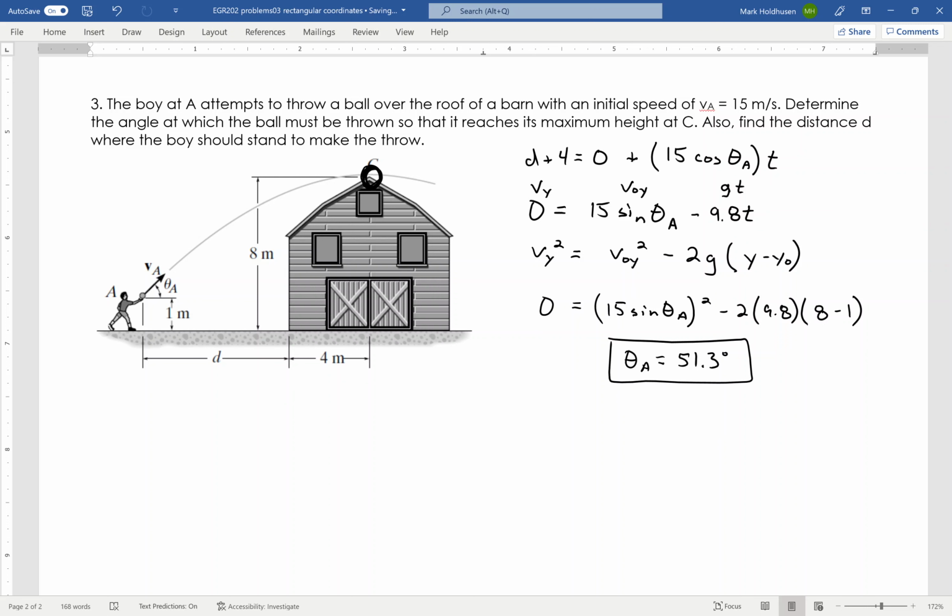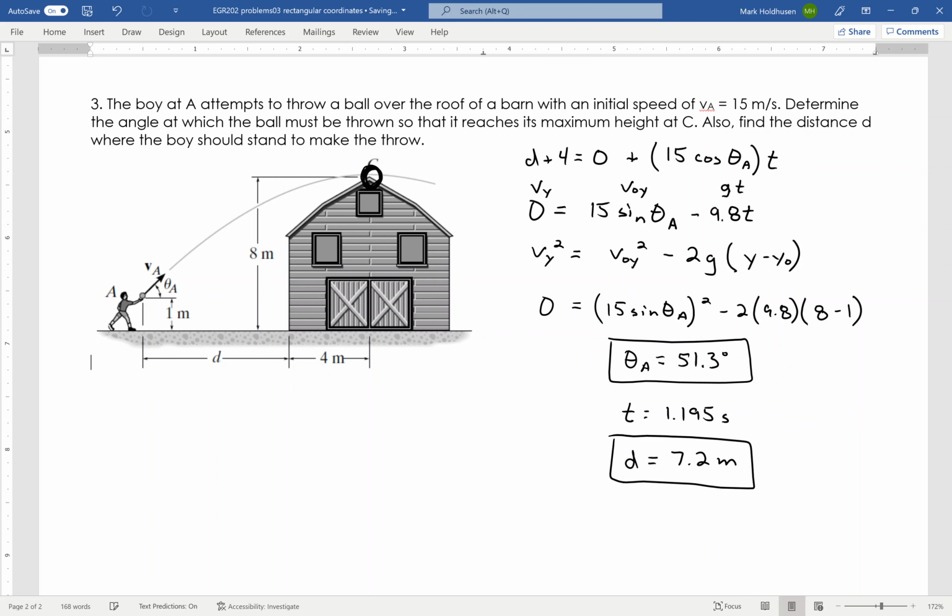Now the other thing it wants to find is the distance traveled. I can plug this up into that second equation and find my time, where my time is going to be 1.195 seconds. Now that I have that time and that angle, I can plug it into the top equation and find that the distance the boy needs to stand away is 7.2 meters.